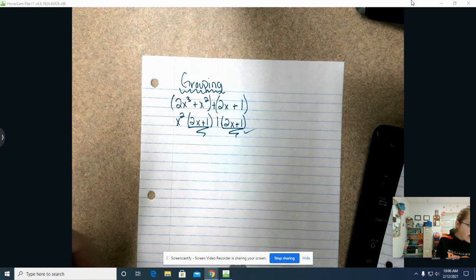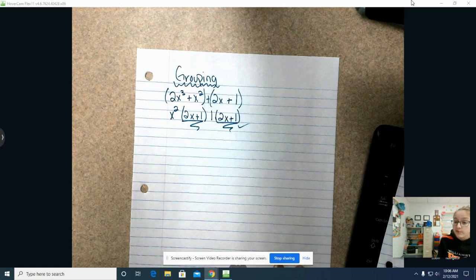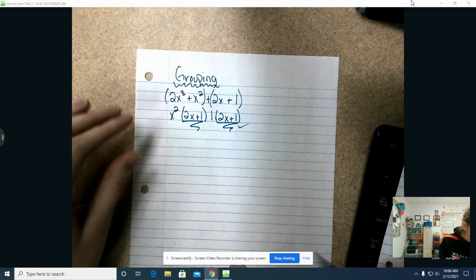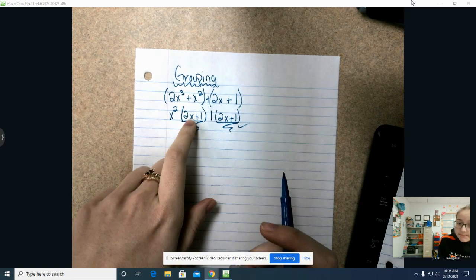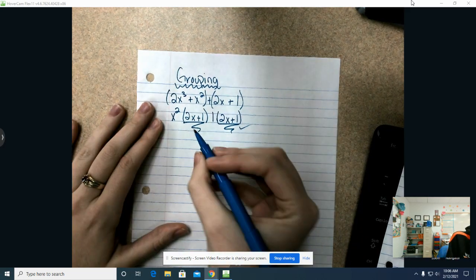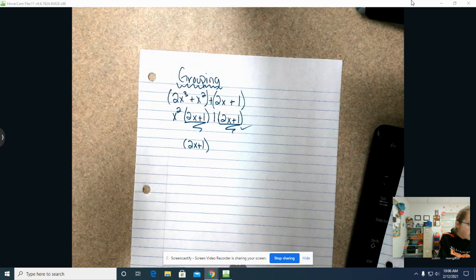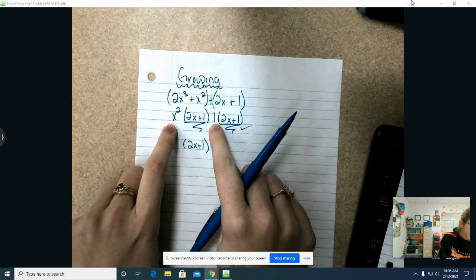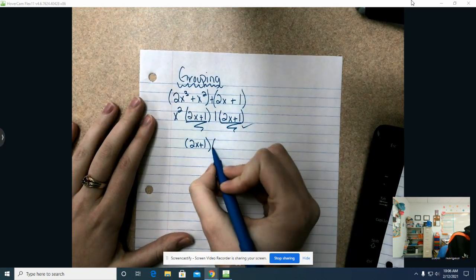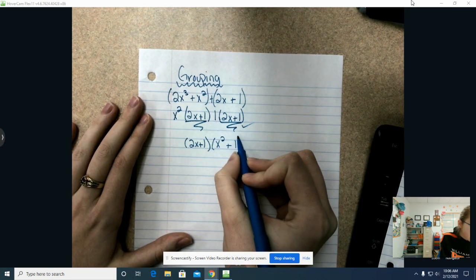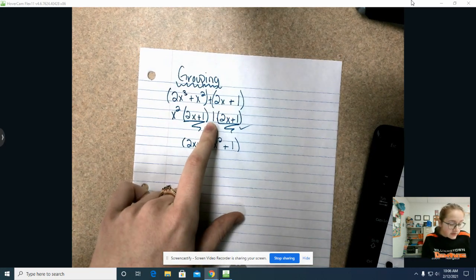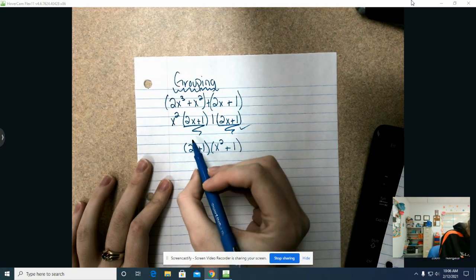So that means that we're ready to go ahead and write our answer. Your answer is going to be one of the parentheses that match. So one of our answers is going to be 2x plus 1. And then your other answer is whatever is outside of your parentheses. So our other answer is going to be x squared plus 1. And it's a plus because the 1 is positive. So this would be your final answer.